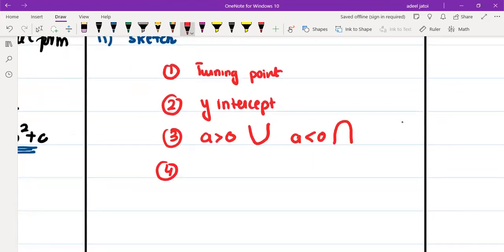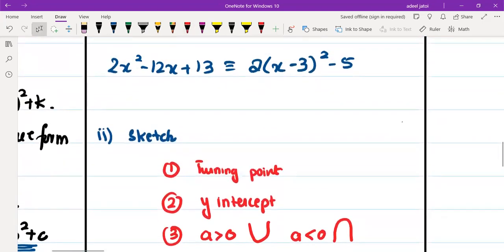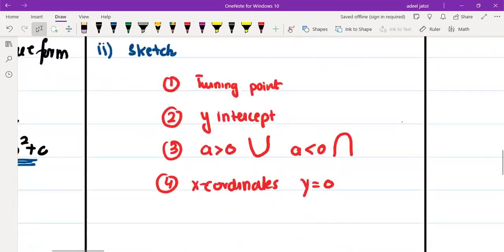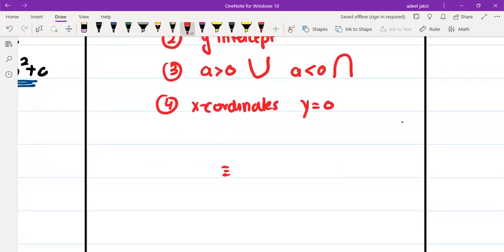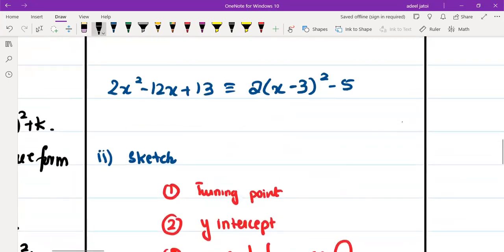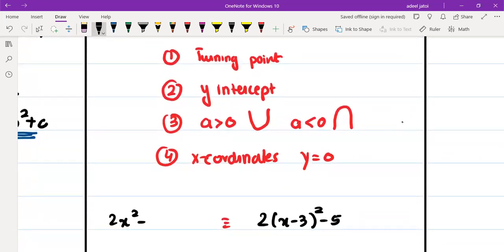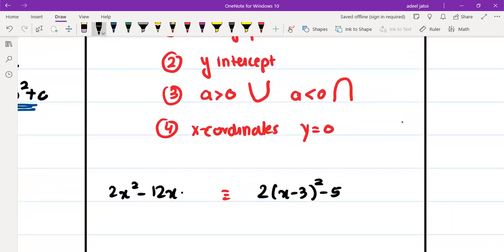At some point, if the examiner asks you the x coordinates, so y is equal to 0. So to take out the x coordinate, y will be 0, and obviously the equation will be solved. But looking at the question now, we have 2(x minus 3) whole square minus 5, and the quadratic was 2x² minus 12x plus 13. There are three things that you need.